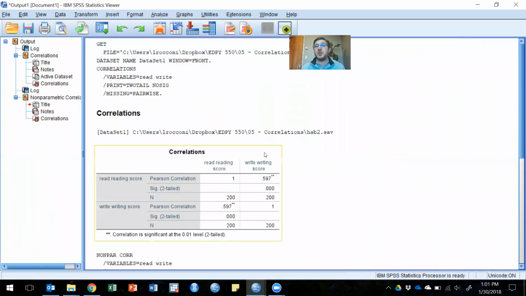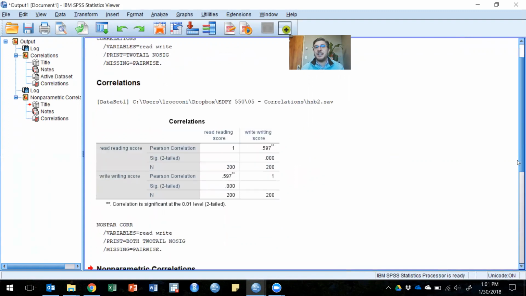The first table here is the Pearson correlation. So the correlation between reading scores and writing scores is around 0.6. So as reading scores increase, writing scores increase. Or you can say it the other way. As reading scores decrease, writing scores decrease.